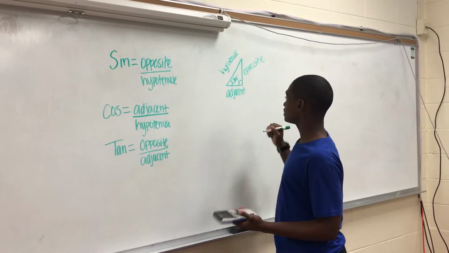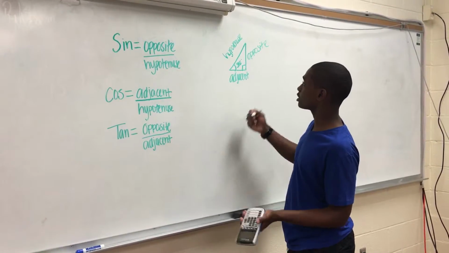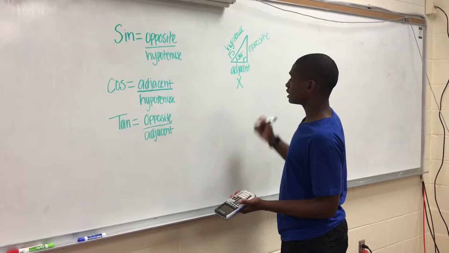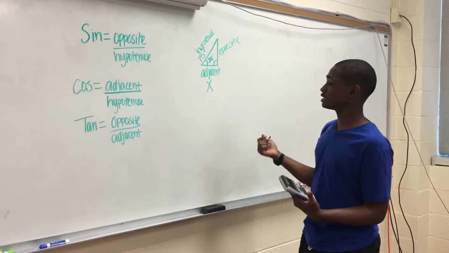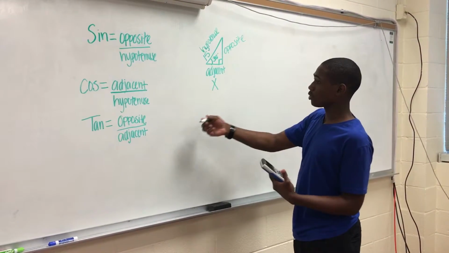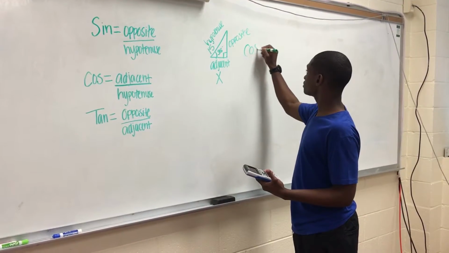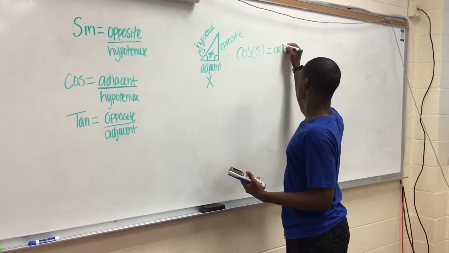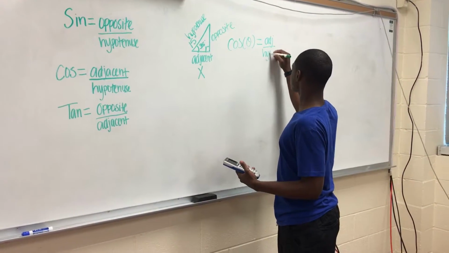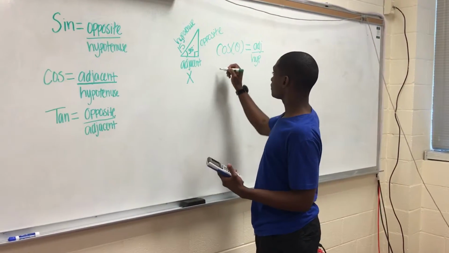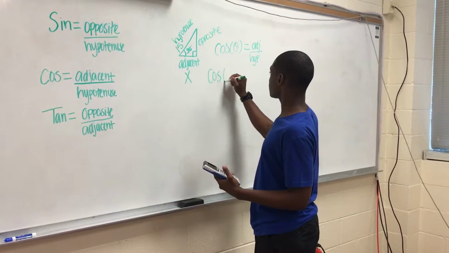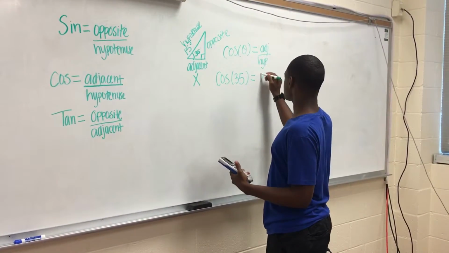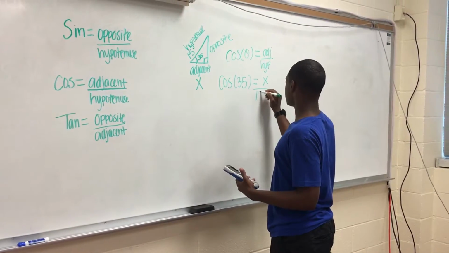Now cosine deals with the adjacent, so this time I actually label the hypotenuse. I'll label it as 15, and I'll use x for the adjacent, and then we'll be trying to find the adjacent instead of the hypotenuse. So I'm going to do the cosine of my angle, again the theta symbol, is equal to the adjacent over the hypotenuse. And this will be cosine of 35 is equal to x, the adjacent, over 15, the hypotenuse.